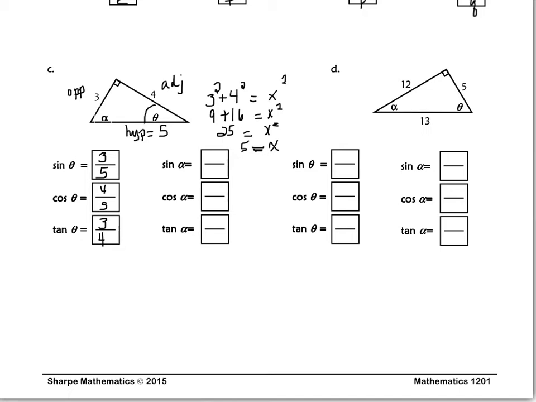And then sine of alpha, we have to change this now to our opposite of alpha, and this to our adjacent of alpha. I'll just erase that and put it on alpha there. So alpha now, opposite would be 4. Hypotenuse is still 5. Cosine of alpha is 3, adjacent over hypotenuse, 5. And tan is opposite, which is 4, over adjacent, which is 3.